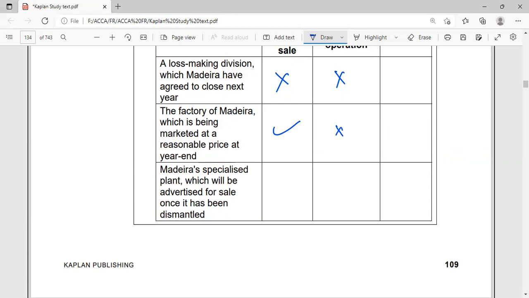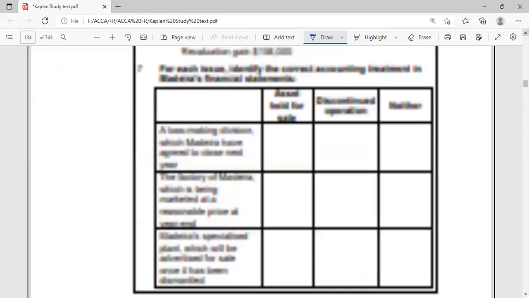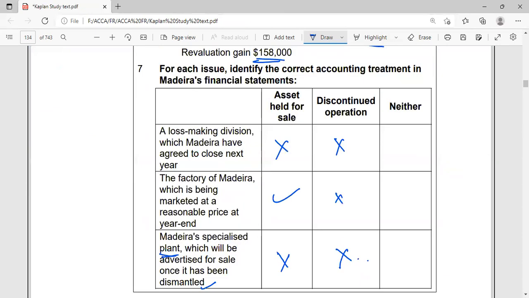Madeira's specialized plant will be advertised for sale once it has been dismantled. So only once it has been dismantled is it held for sale. It is not considered held for sale at present because the plant is not readily available for sale. So it is not classified as held for sale and it is not discontinued till now. Neither held for sale nor covered under discontinued operations. Okay, so this is about non-current assets held for sale, IFRS 5.